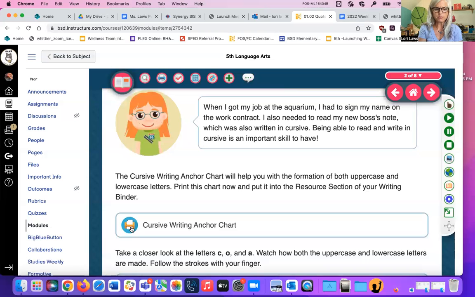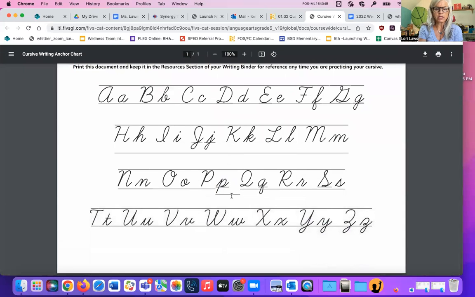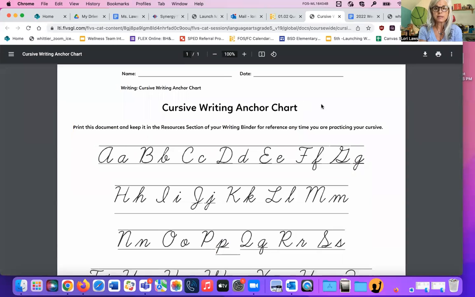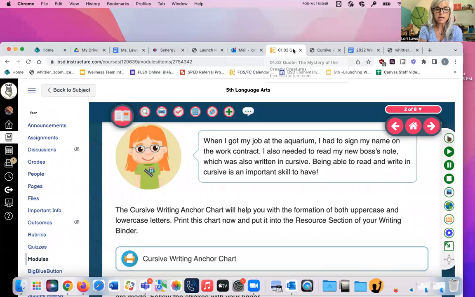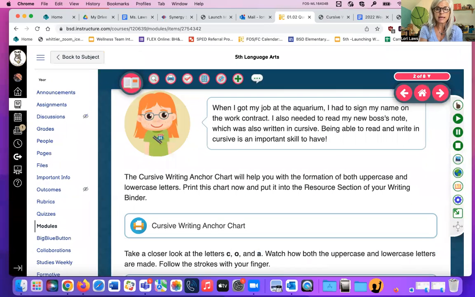But whenever you have this print icon, it means you can open it and print it from this page. And here's your cursive anchor writing chart. So you might want to have this. If we were at school, I would have it on your desk. It's a real good idea to go ahead and print it so that you do have it on your desk. It opened in a new tab, so I just have to go back to my other tab. And you saw how I moved it down so that this isn't in the way.